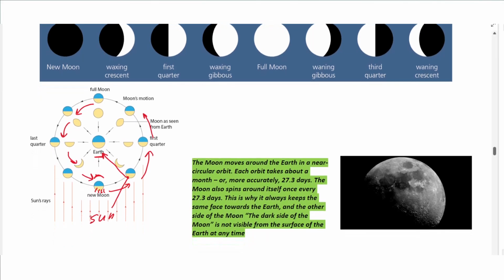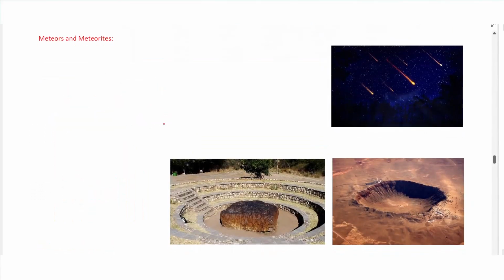Now we only see one side of the moon, since the moon spins about its axis at the same rate as it orbits around the Earth. It takes about 28 days to orbit the Earth, and about 28 days also to rotate about its axis. So we only see one side of the moon, and the other side is always hidden, pointing away from the Earth.